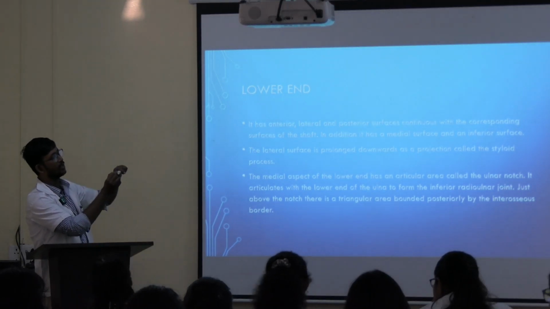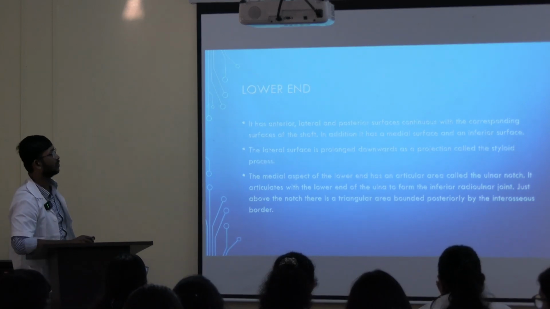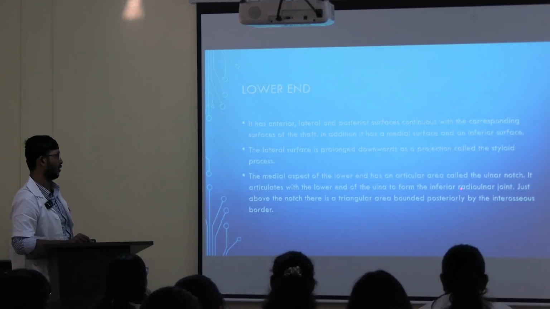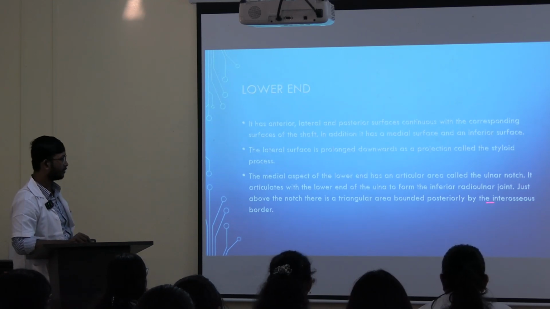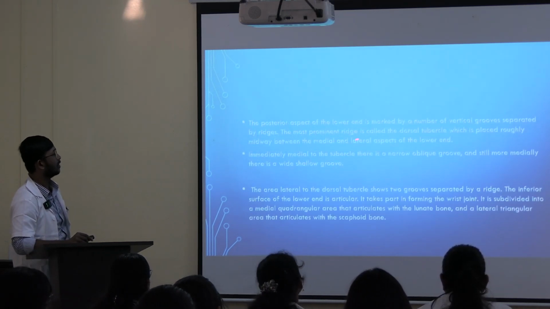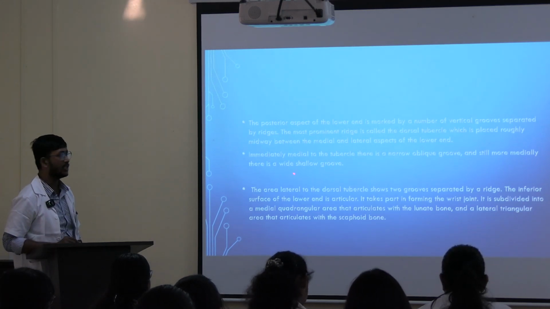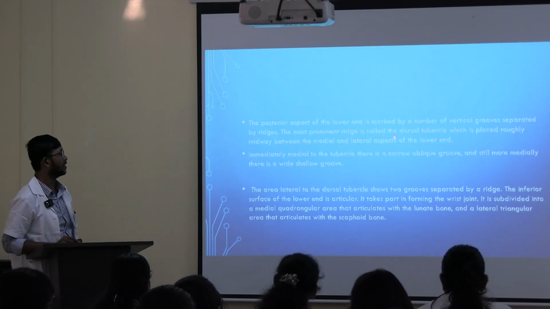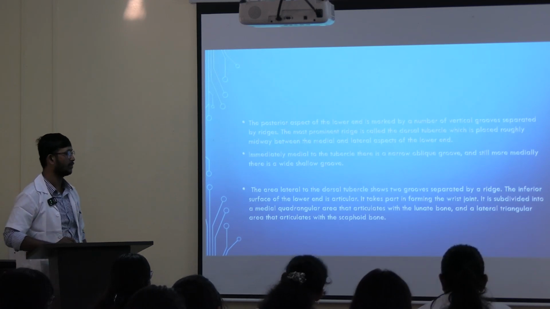See, this is quadrangular in shape. It articulates with the lower end of the ulna to form the inferior radio-ulnar joint because it has the inferior ulnar notch. Just above the notch, there is a triangular area bounded posteriorly by the interosseous border. Not that much important. Now, the posterior aspect of the lower end is marked by a number of vertical grooves separated by ridges. The most prominent ridge is called the dorsal tubercle, which is placed roughly midway between the medial and the lateral aspect of the lower end.